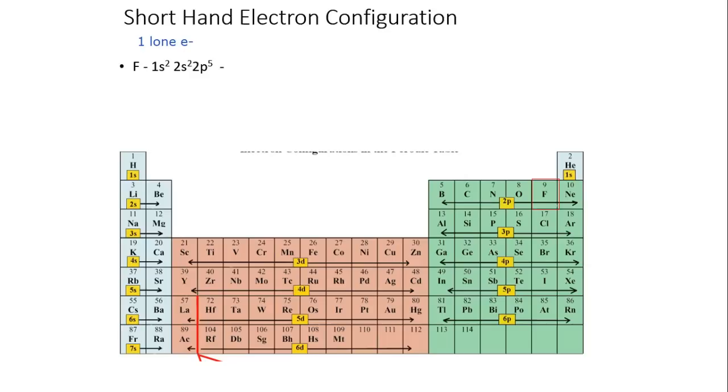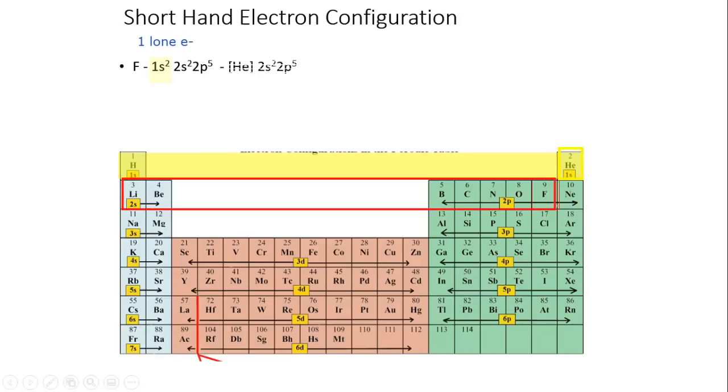And so everything from 1s2 is the same as helium. So there's fluorine. Helium represents the 1s2. So everything after 1s2 is unique for fluorine. So we can write helium 2s2, 2p5. That's the shorthand configuration of fluorine.